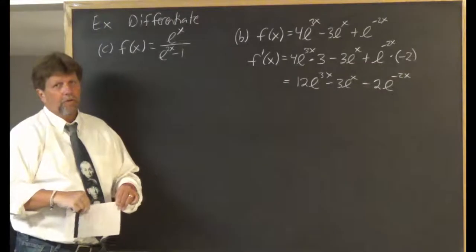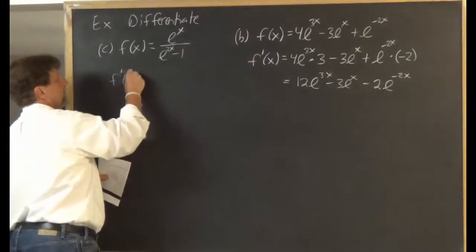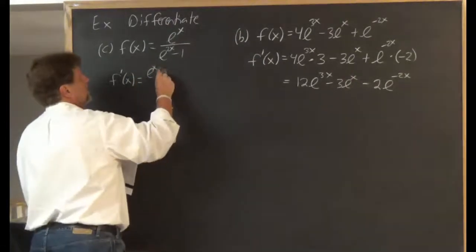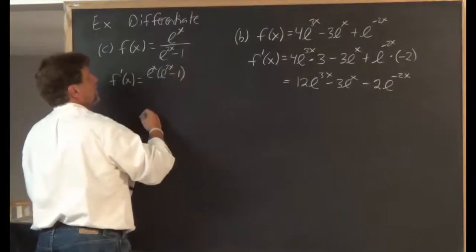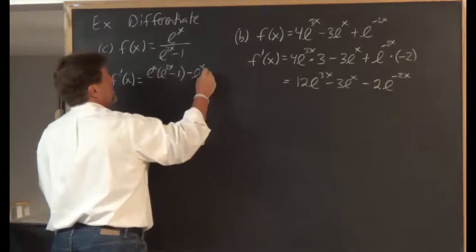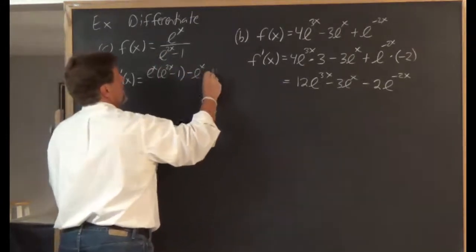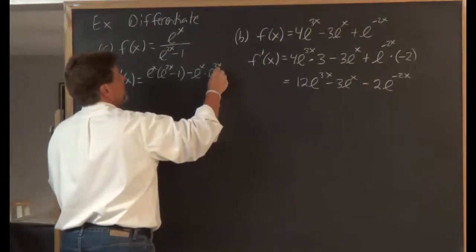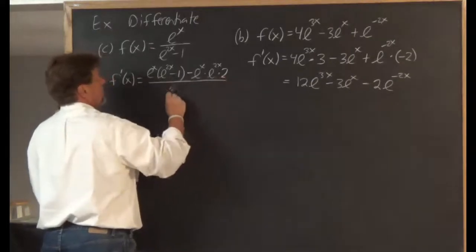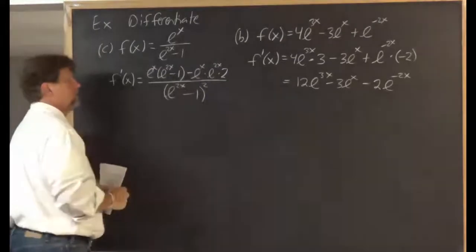All right, we have to use the quotient rule. So let's take our time with it. Quotient rule says derivative of the numerator, well, that's e to the x, times the denominator, minus the numerator, times, okay, the derivative of the denominator is e to the 2x times 2, don't forget the chain rule, all over the denominator squared.